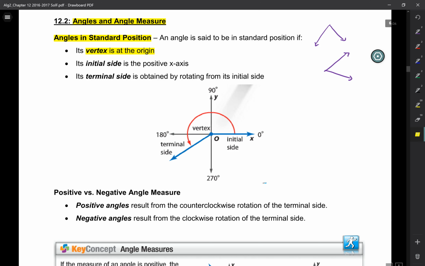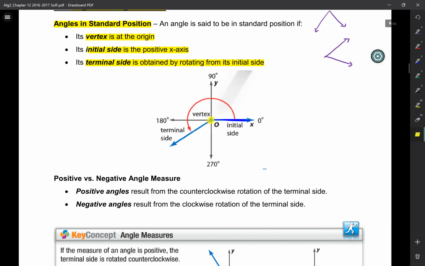The vertex is at the origin, so you can see here, the vertex is at the origin. The initial side is the positive x-axis. So look, I'm going to start drawing my angle. This is the first side I draw here, okay? That's my initial side, and it lies along the x-axis. And you get the terminal side by rotating from the initial side. So from that initial side, you rotate and you get your terminal side, okay?